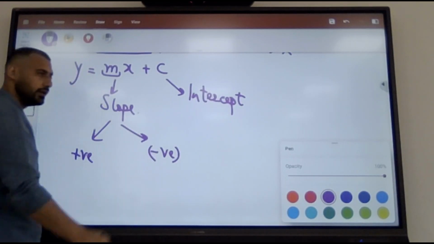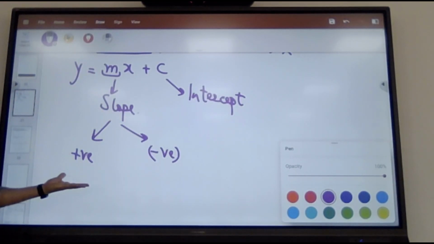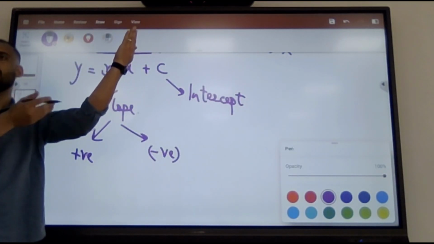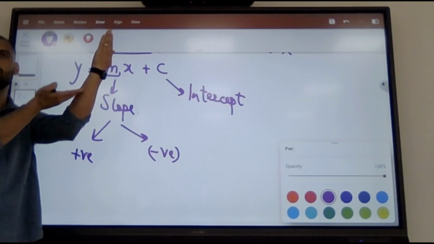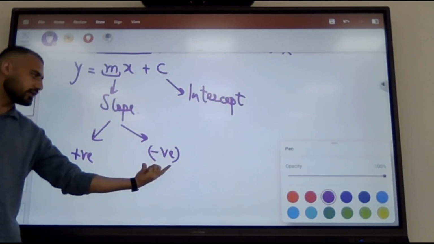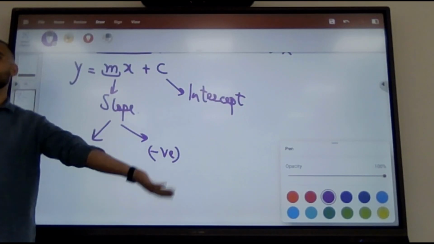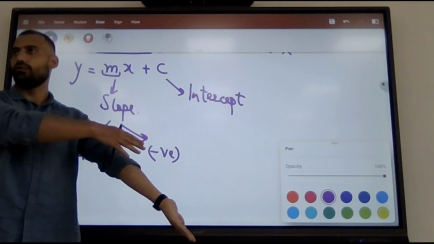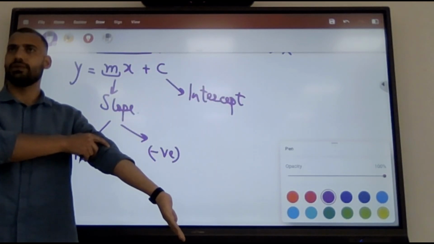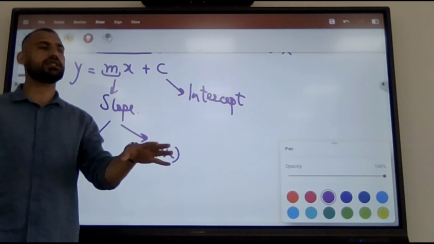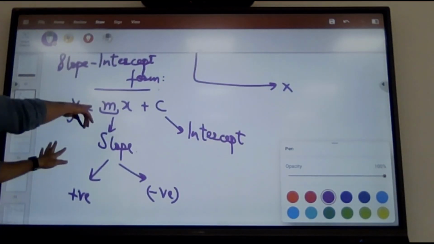Is that fine? So when the slope is positive, it means a line which is inclined at some positive angle with the x-axis. Is that fine? And when the slope is negative, it means negative steepness. The line has a down slope. We have an up slope, we have a down slope. Is that fine? Is that clear? So every time you have an equation, please try to relate that equation with this.